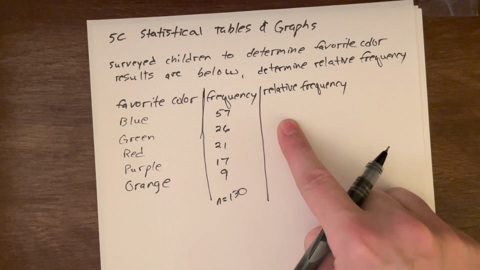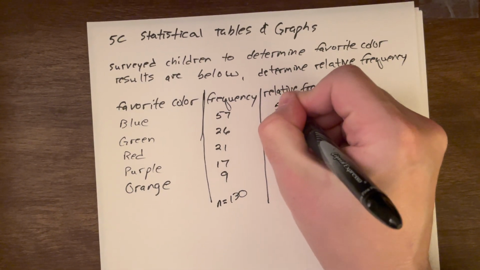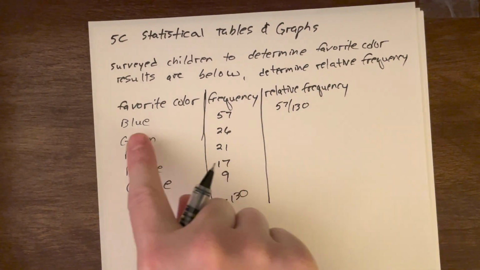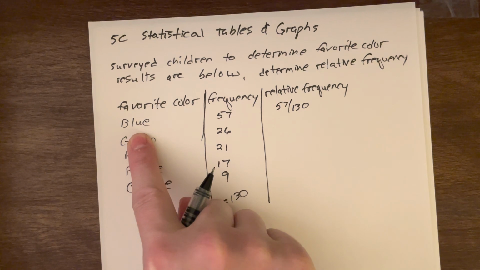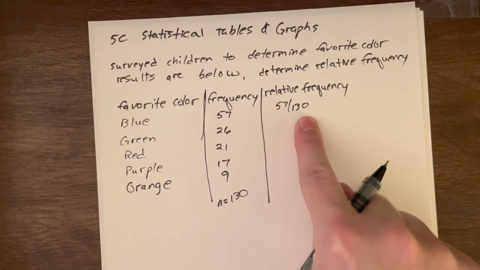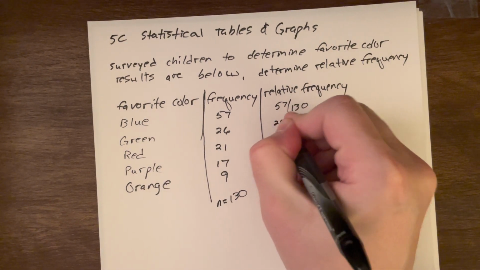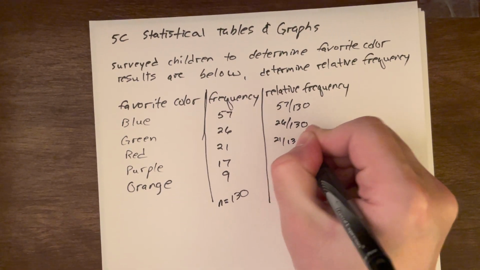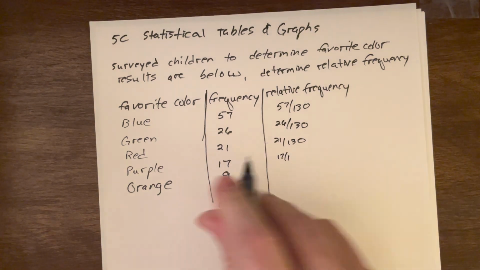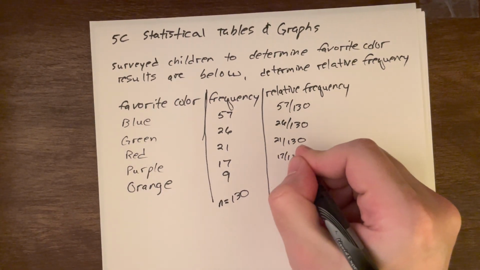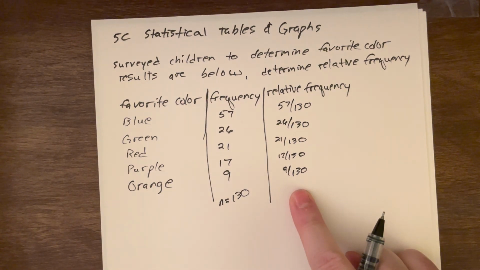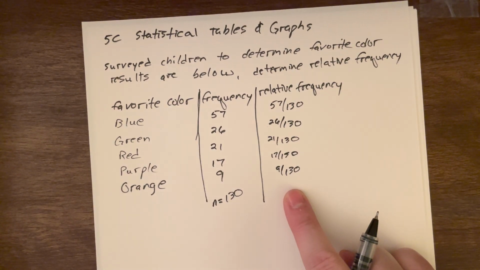So for the relative frequency, we're literally just getting the fractions. The relative frequency for children who favored blue would be 57 out of 130. For green would be 26 out of 130. Then red was 21 out of 130. Purple is 17 out of 130. And then orange is 9 out of 130.